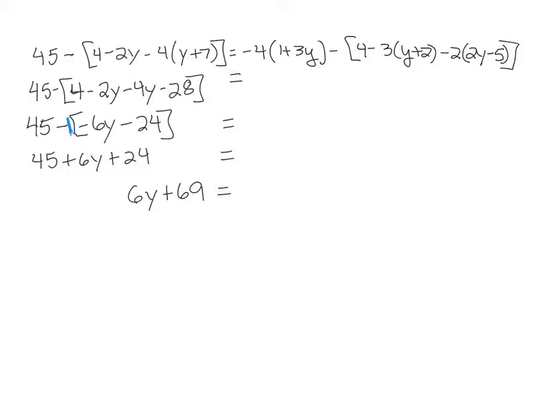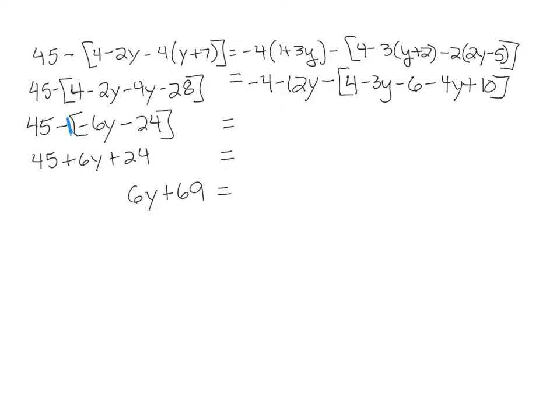So here's what I end up with. Distributing the minus 4 gives me negative 4 times 1. Negative 4 times positive 3y. Minus on the outside of the brackets, because I'm working inside. I have a 4, distribute the minus 3, distribute the minus 2, gives me positive 10 at the end.